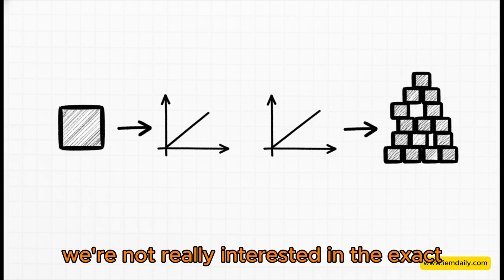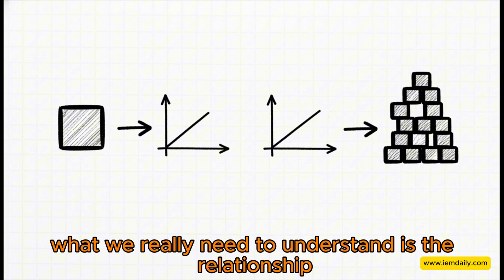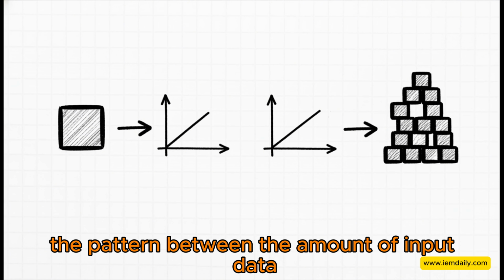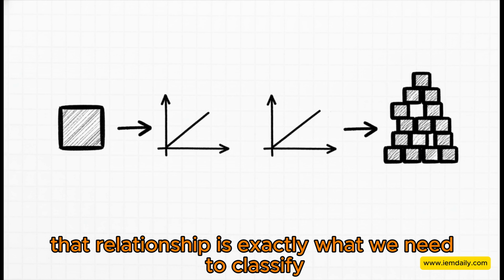We're not really interested in the exact number of seconds it takes on one specific computer. What we really need to understand is the relationship, the pattern between the amount of input data, which we'll call n, and the time it takes for our code to run. That relationship is exactly what we need to classify.